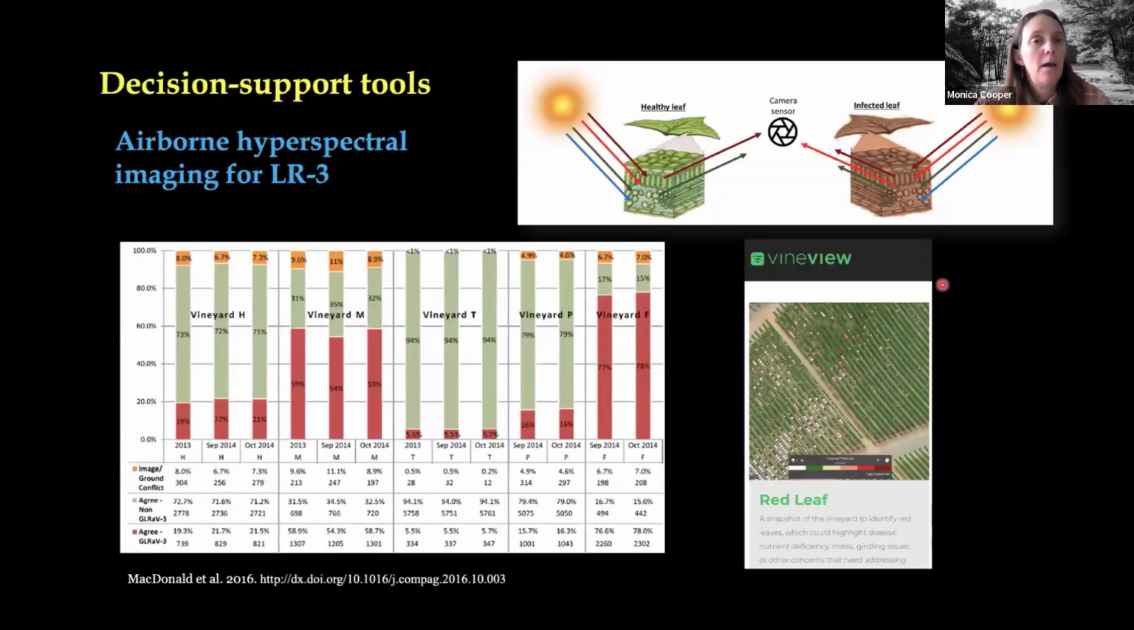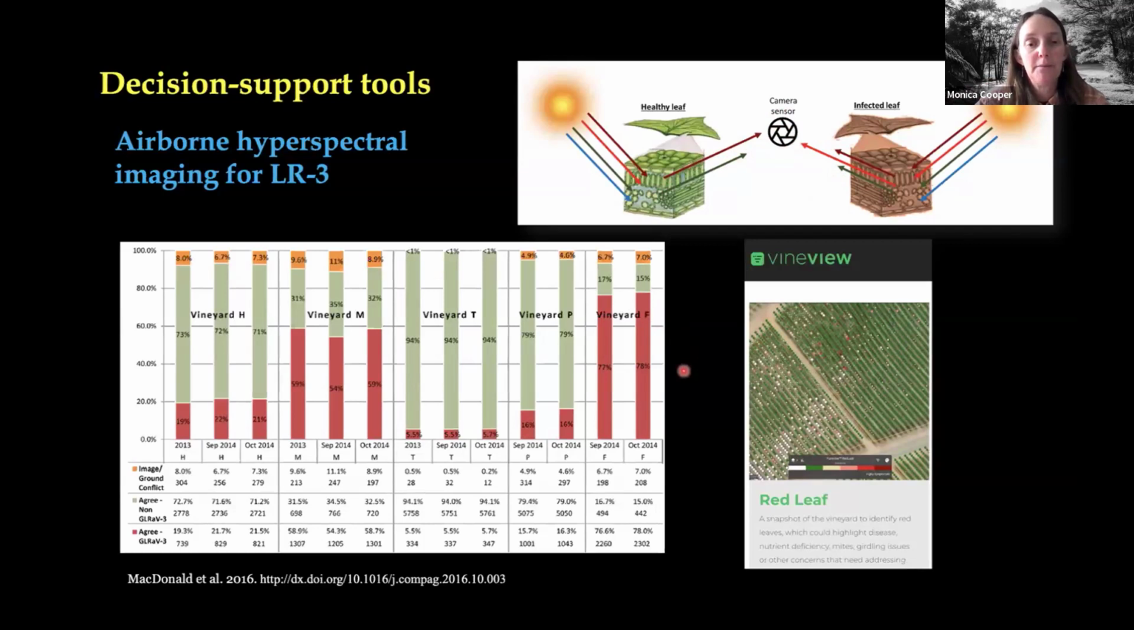So we have worked on some decision support tools that can help with visual symptom identification. One of the tools that we worked on early on was airborne hyperspectral imaging. That's based on the fact that an infected leaf will have a different spectrum of light that's reflected than a healthy leaf. And when you have a sensor, it can pick up those differences, and then you can have a computer model that will tell you, okay, yes, that leaf is infected, so that vine is infected.